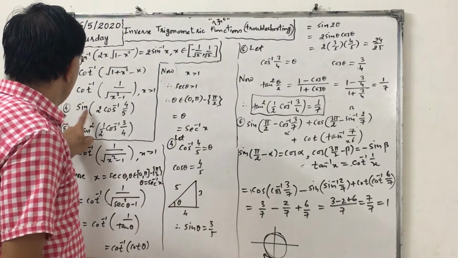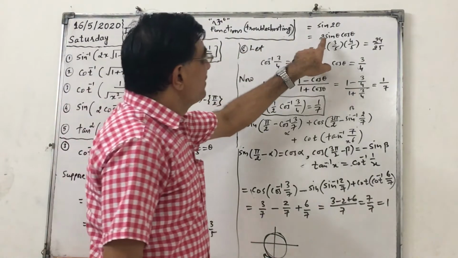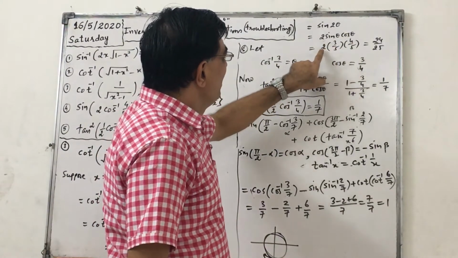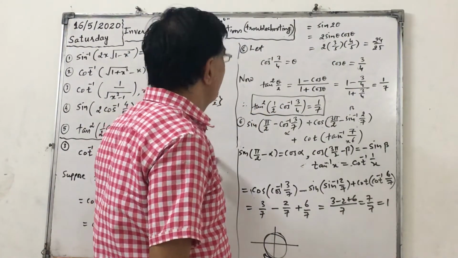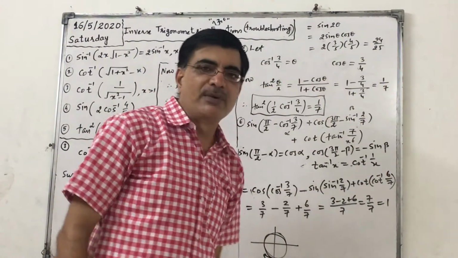So sin theta will be equal to 3 by 5. Now this is sin 2 theta, which can be written as 2 sin theta cos theta. Putting the values, sin theta is 3 by 5, cos theta is 4 by 5. The answer is 24 by 25.